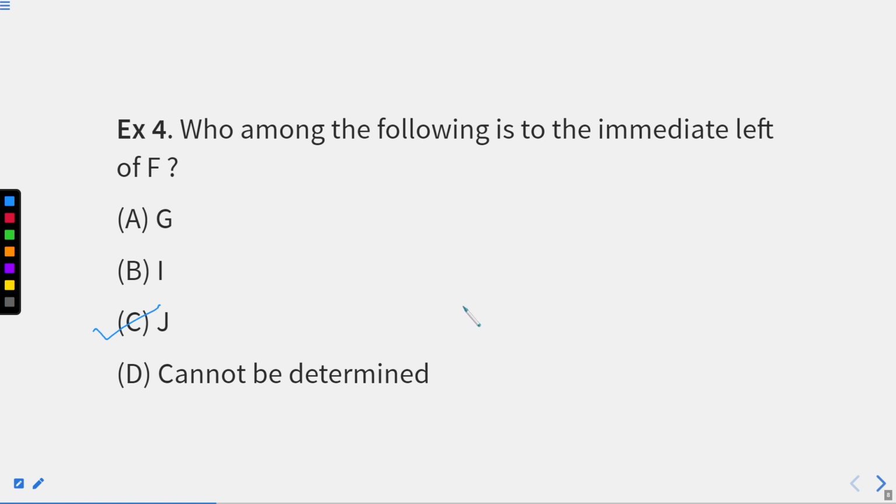We know that F is seated here in the square and J is seated just immediate and G is seated here, right? So as per the diagram, we know that F is facing inward, right? And when he is facing inward, his left will be in this direction and right will be in this direction. So the immediate left to F will be J. I hope this part is also clear.